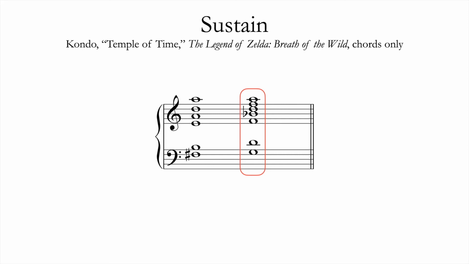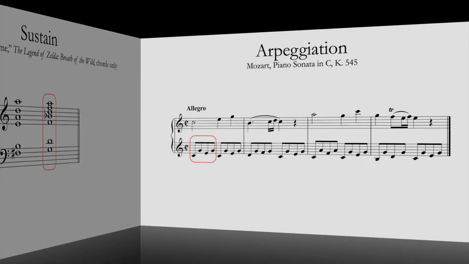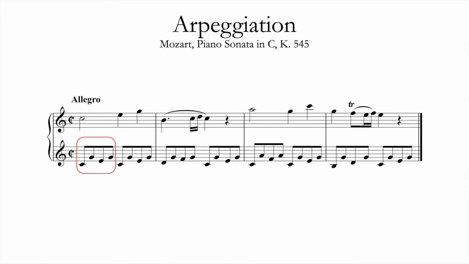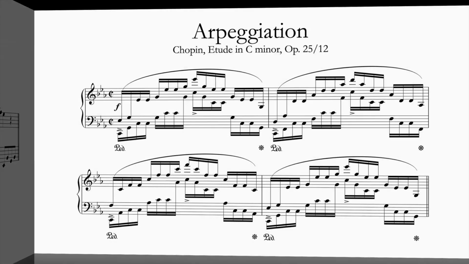One of the most common forms of arpeggiation, and also one of the simplest, is Alberti bass technique, as used in this famous C major sonata by Mozart. The common Alberti bass figure here is outlined in red. Arpeggiation can also be used to create waves of sound, as in this example from Chopin's C minor Etude.